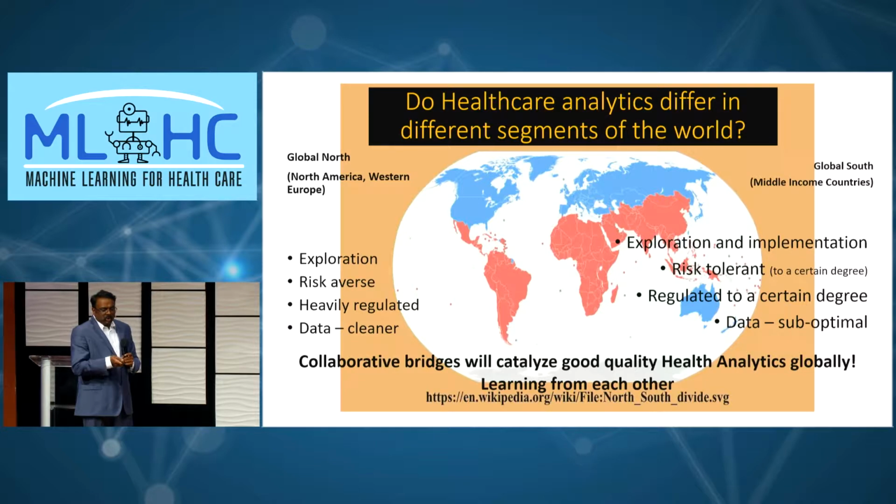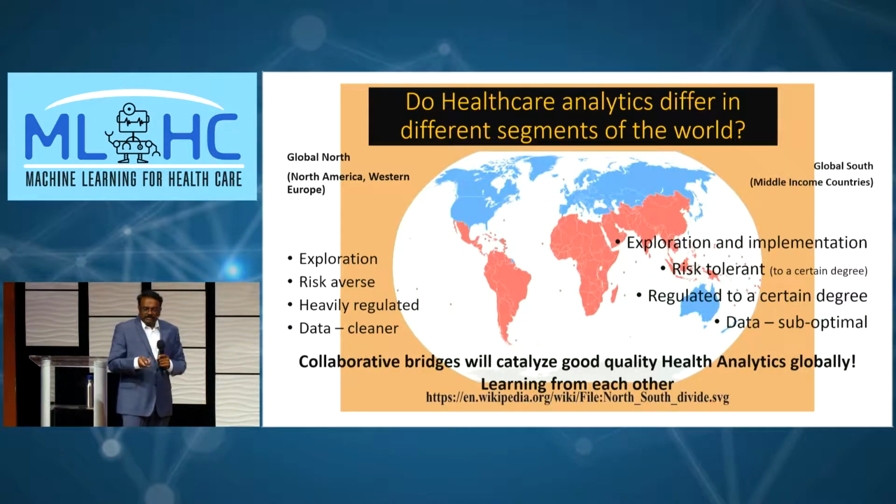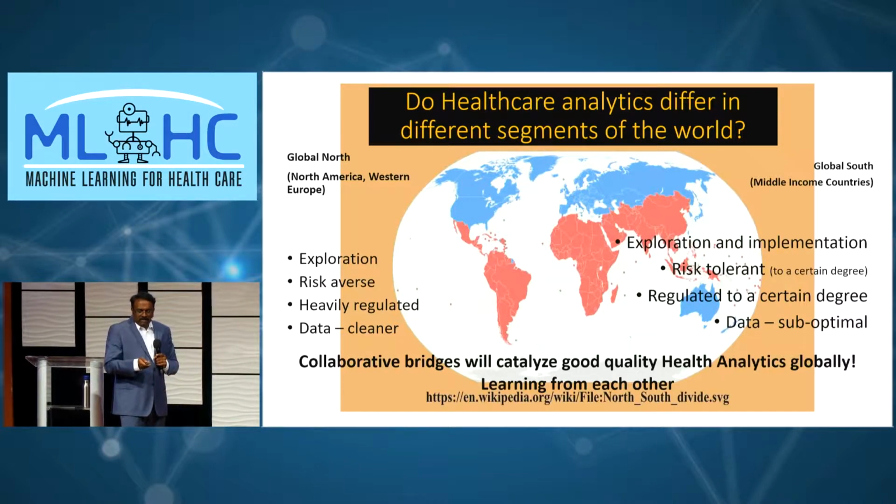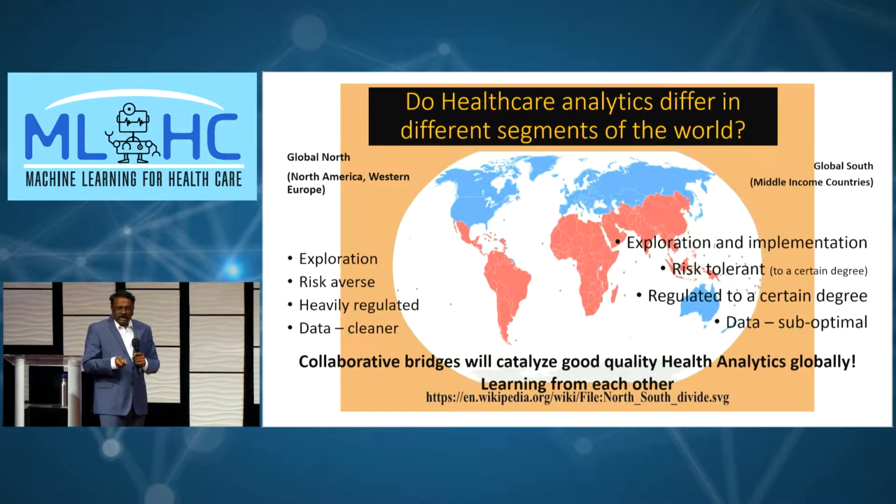regions. The global north, we do a lot of exploration, but we are very safe in deploying our algorithms. Countries like India and China are a little bit more bold in implementing some of the algorithms very easily. So it appears as if they are a little risk tolerant.